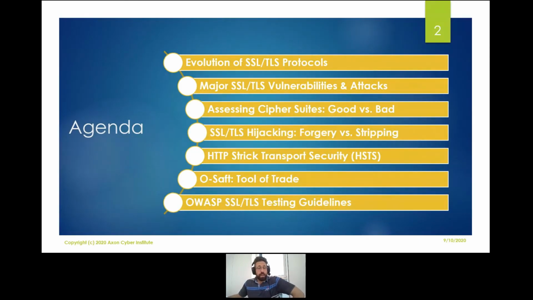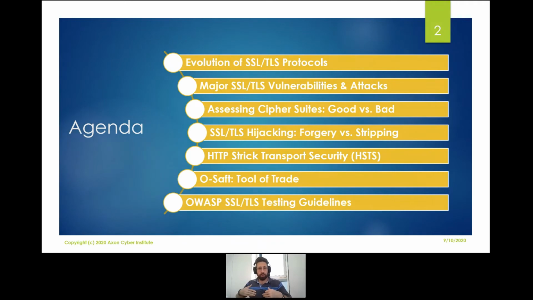Then we're going to jump into a very, very important topic here, which is SSL hijacking. What are the different ways of hijacking SSL, decrypting SSL? There is certificate forgery and there is SSL stripping. There are different tools for it. And what are the causes of SSL hijacking and what is the solution to SSL hijacking? So from here we jump into HTTP Strict Transport Security. HSTS is another very important topic, and it was inspired by the SSL hijacking attack. So HSTS was a solution to the hijacking attack.